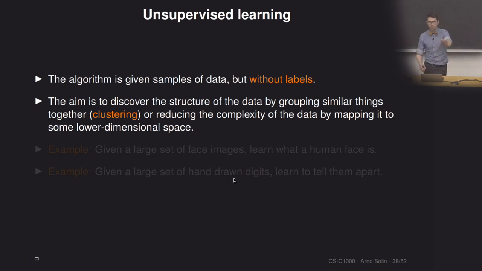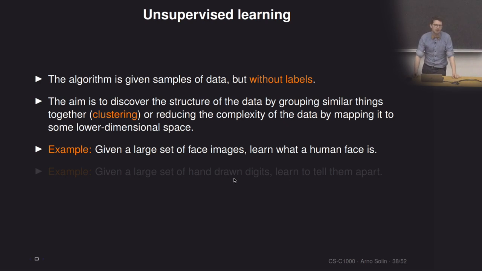We looked at the Sora model earlier, or think of Stable Diffusion or DALL-E that can generate images. You can train an image generator by just showing it a lot of images, and it learns the structure of natural images in order to be able to produce new samples that are similar to the training samples. That's also unsupervised learning. For example, given a large set of face images, just images of people's faces, learn what a human face is, or learn to generate similar images of human faces.